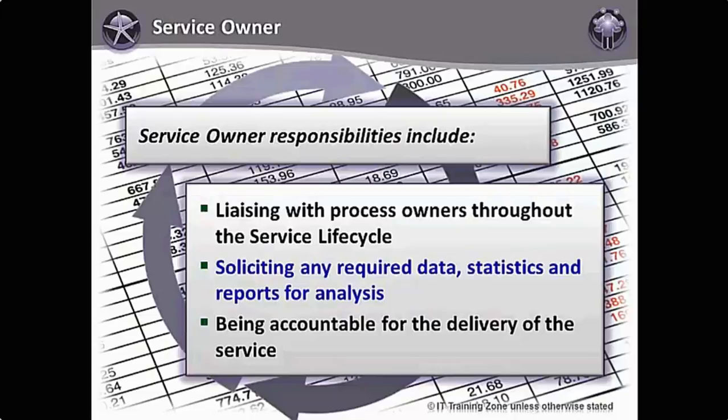The other service owner responsibilities are shown here. Liaising with process owners throughout the service lifecycle. Soliciting any required data, statistics, and reports for analysis, and to allow service performance to be monitored. And finally, being accountable to the IT Director or Service Management Director for the delivery of the service.